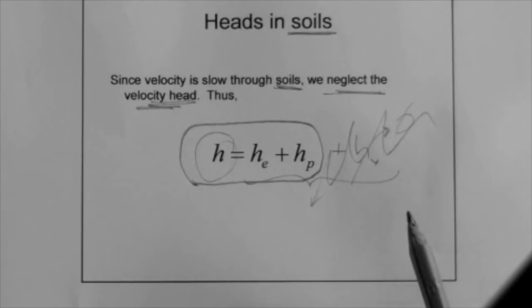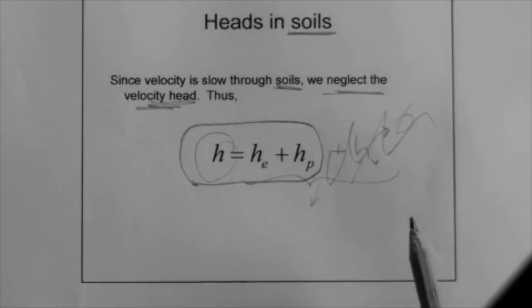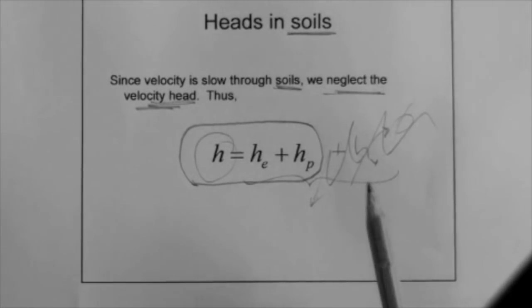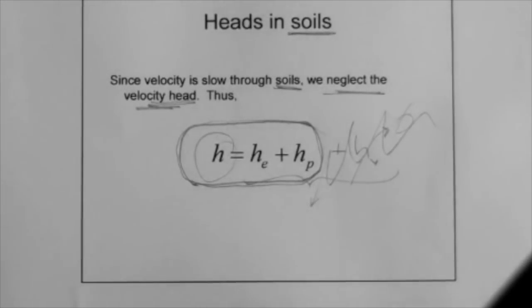Now, if you one day have to go out of civil engineering into civil engineering related fields like petroleum engineering, okay, or reservoir engineering, etc., you may actually realize that you have to bring back that H sub V, because in those cases there are locations in a reservoir, for example, where the fluid flows very fast. That is, for example, next to a well, okay? But for general or civil engineering purposes, this definition is perfectly fine. It's the one that we use.